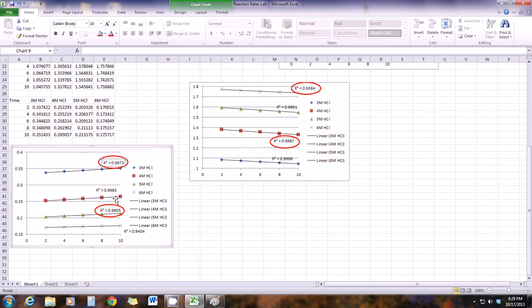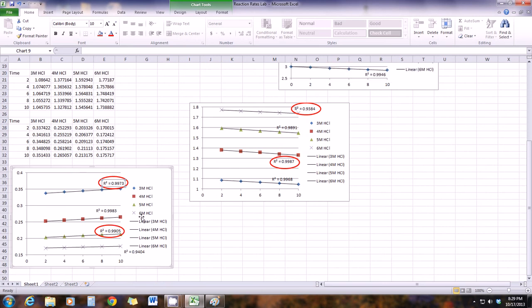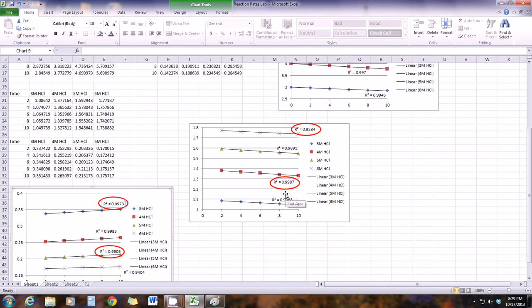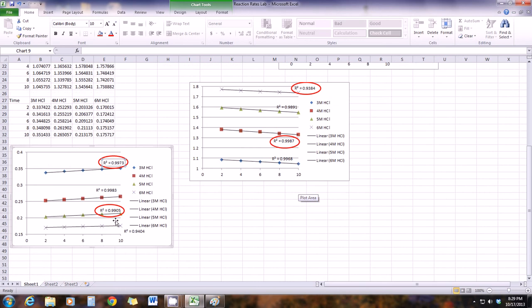Now for the 4 molar, if I compare the three data sets, and I'm actually going to send you this file so you can look over it. For 4 molar, it looked like the best R-square value was the first order, so the natural log of the concentration. And then 5 molar was the second order again, and then 6 molar was first order again.